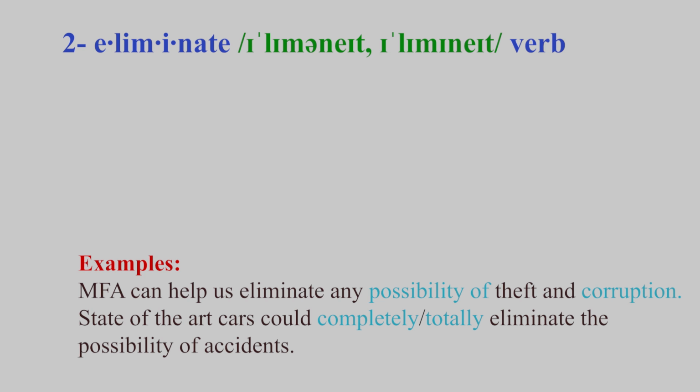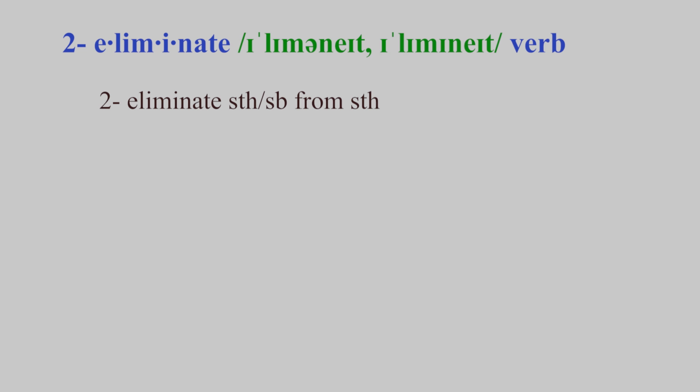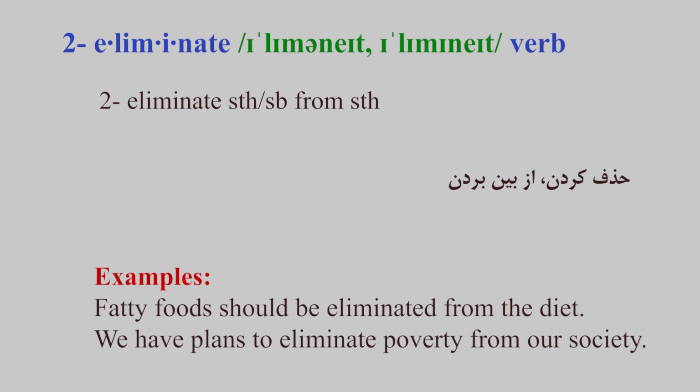That's a good collocation. The second meaning of eliminate is a structure: eliminate somebody or something from something. And examples: fatty foods should be eliminated from the diet. As you can see, the structure and the meaning are clear in this example. It means that you need to get rid of the fatty foods or eliminate them or delete them from your diet. And the second example is we have plans to eliminate poverty from our society. I hope that you know the meaning of poverty. Poverty means hunger or a situation that a lot of people are poor.